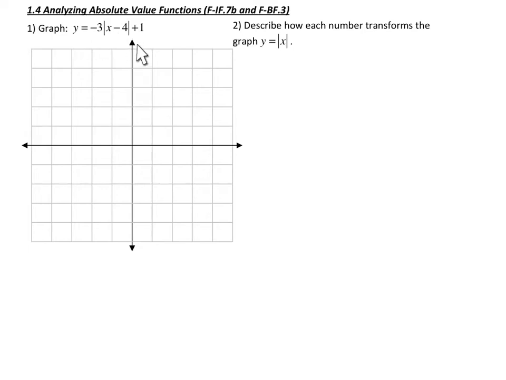I want to graph this. In order to graph this, the first thing I want to do is look for my H, K. Now my H, K are these two numbers. So let me first write the equation for H, K. Using H, K, it's y equals a times the absolute value of x minus h, plus k. This right here is the equation of absolute value graphs.